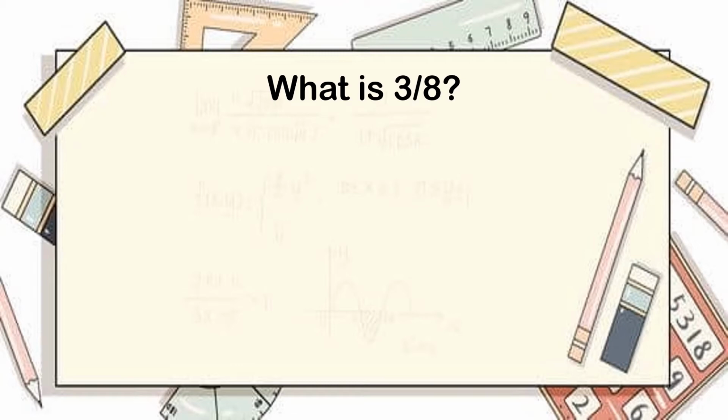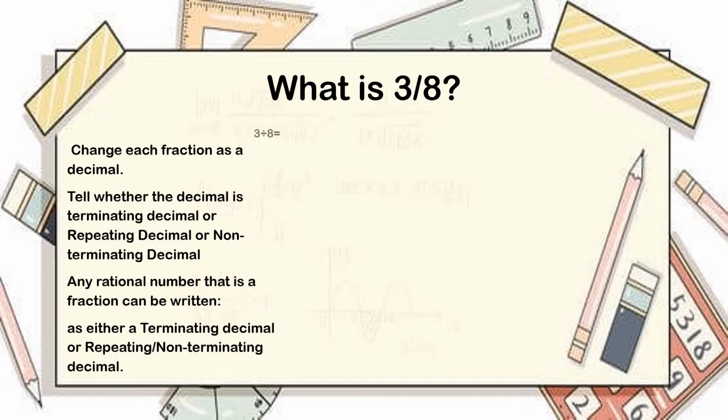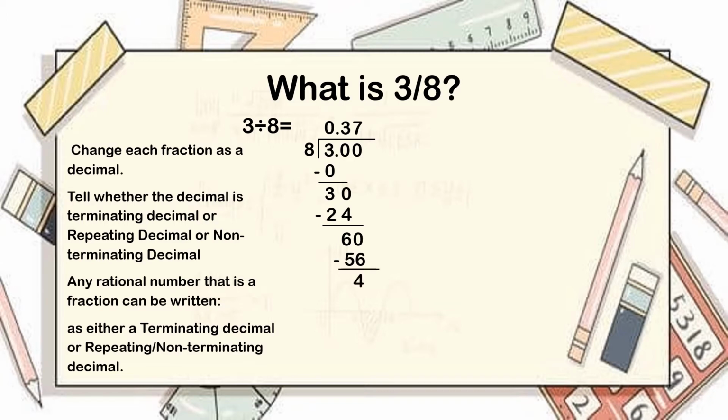Let's have another number. What is 3/8? Change 3/8 into decimal. 3 divided by 8. Tell whether the decimal is terminating decimal or repeating decimal or non-terminating decimal. Any rational number that is a fraction can be written as either terminating decimal or repeating non-terminating decimal.